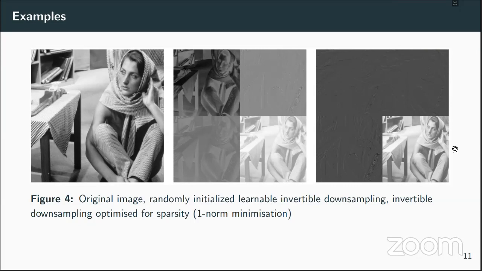Sorry, quick question here. Yeah, sure. What was the training objective for this task here? Just the 1 norm of this representation. Oh, okay. So not just anything.